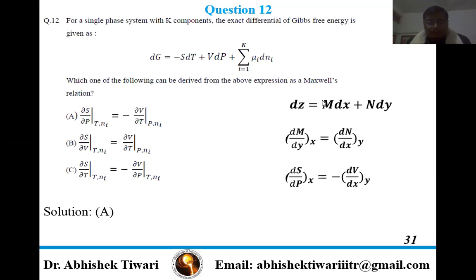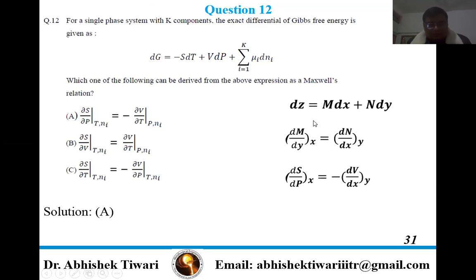For a single phase system with k components, the exact differential of Gibbs free energy is dG = -S dT + V dP + Σ μi dni. Which one of the following can be derived from the above expression as a Maxwell's relation? If dz = M dx + N dy, then the derivative of M with respect to y at constant x will be equal to the derivative of N with respect to x at constant y.